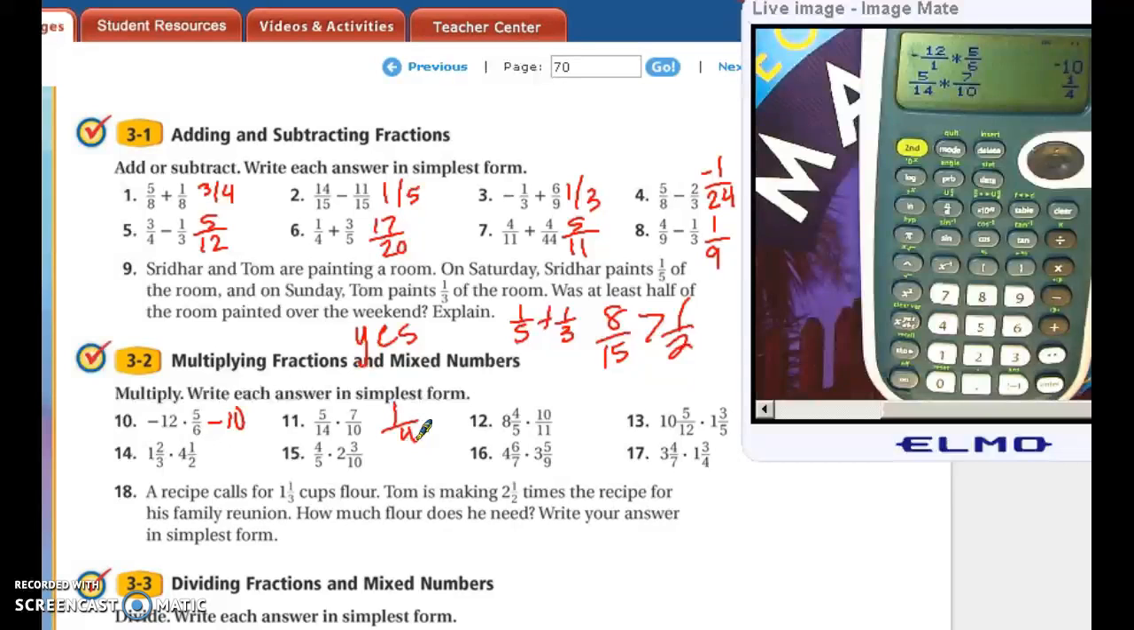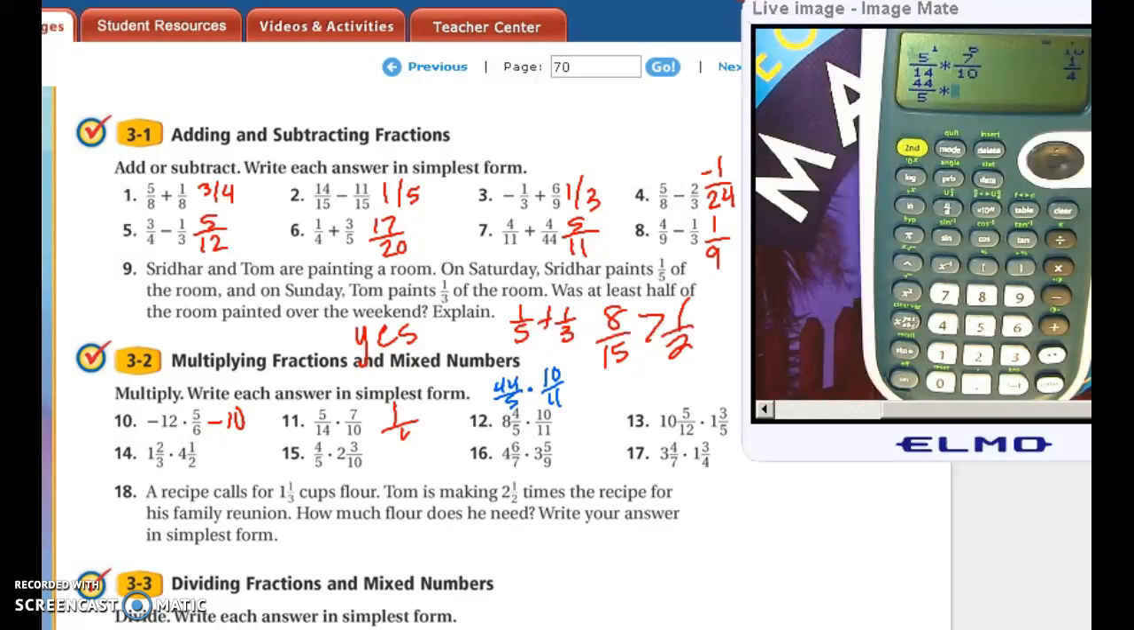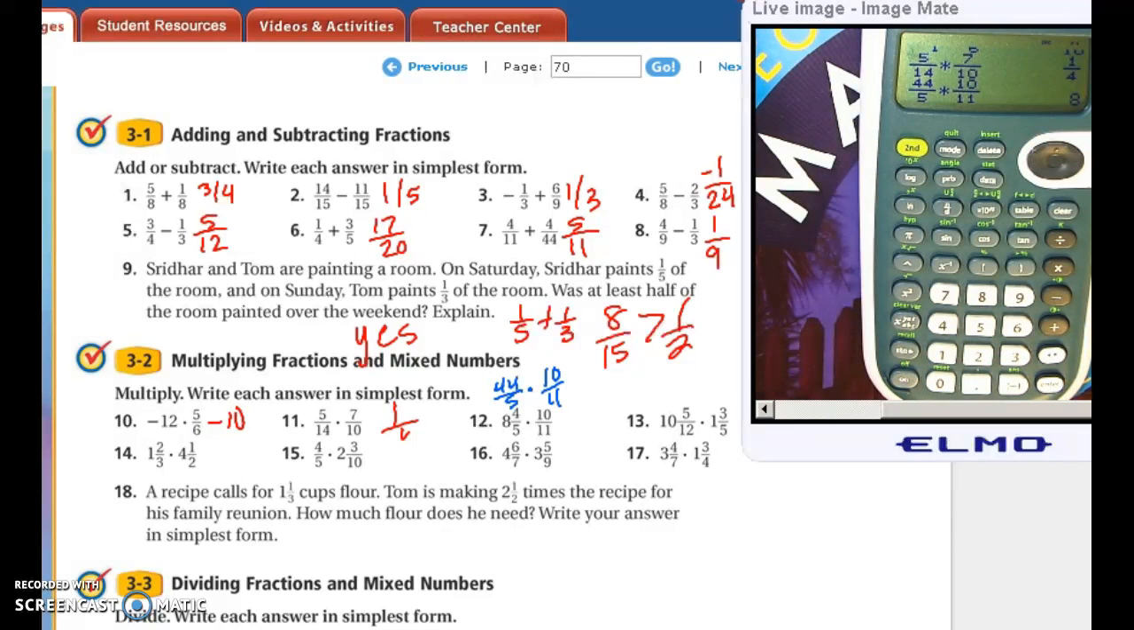Number 12, when you have a mixed number, you want to turn this into an improper fraction. 5 times 8 is 40, plus 4 is 44. Keep your denominator. Then plug that into your calculator. 44 over 5 times 10 over 11. And that simplifies to being just 8.